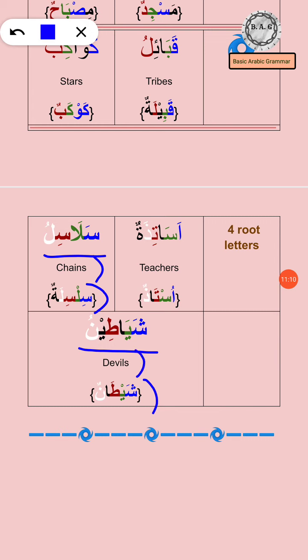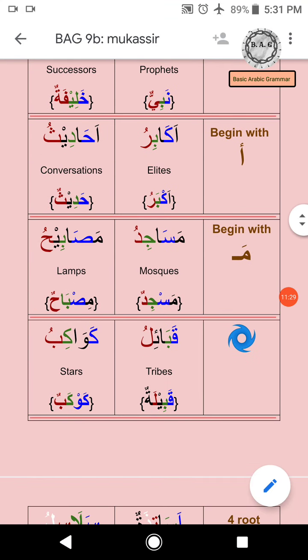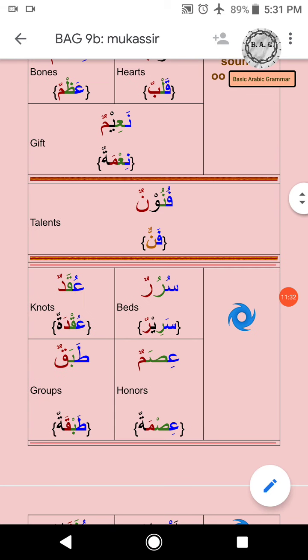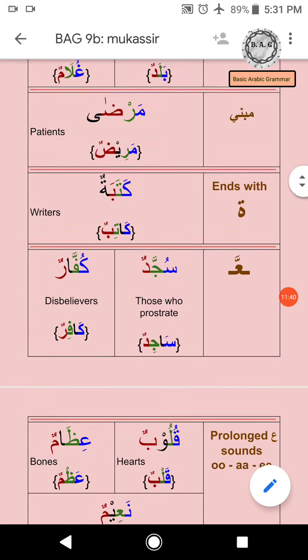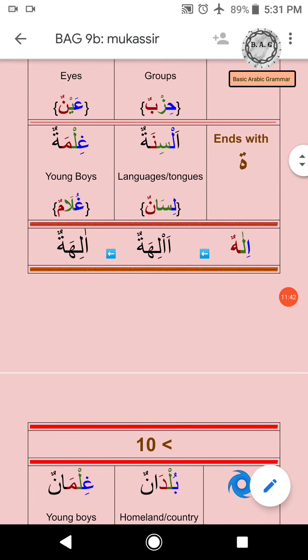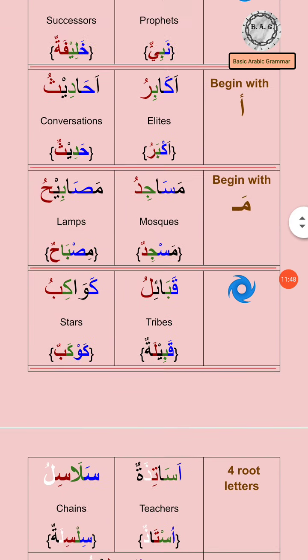And our last example is asatizatun. All right, and it means teachers, and its root word is ustazun. All right, so these were our examples. Okay, I hope you understood these examples and the other basic examples that I wanted to highlight, such as this. All right, and this one, ilahun. All right, so I hope these examples are clear to you.